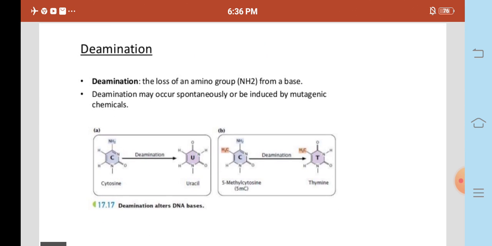Deamination. Deamination means the loss of an amino group from a base. Deamination may occur spontaneously or be induced by mutagenic chemicals. This is also one type of spontaneous mutations.